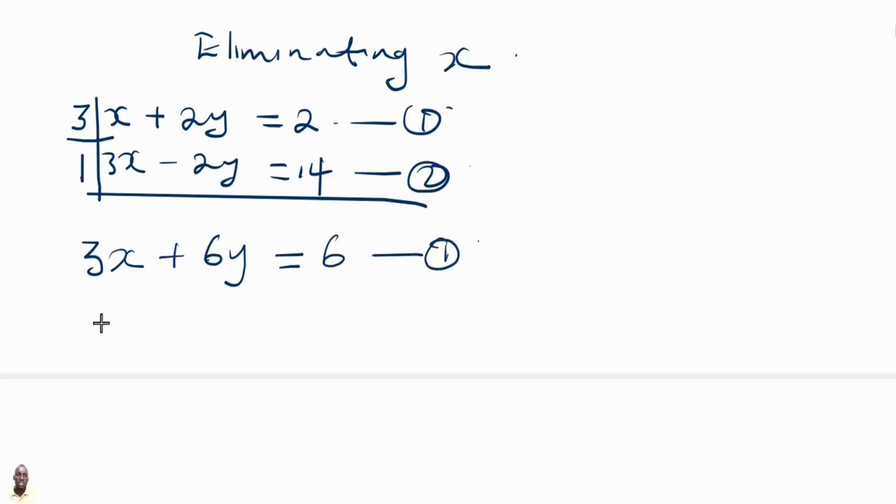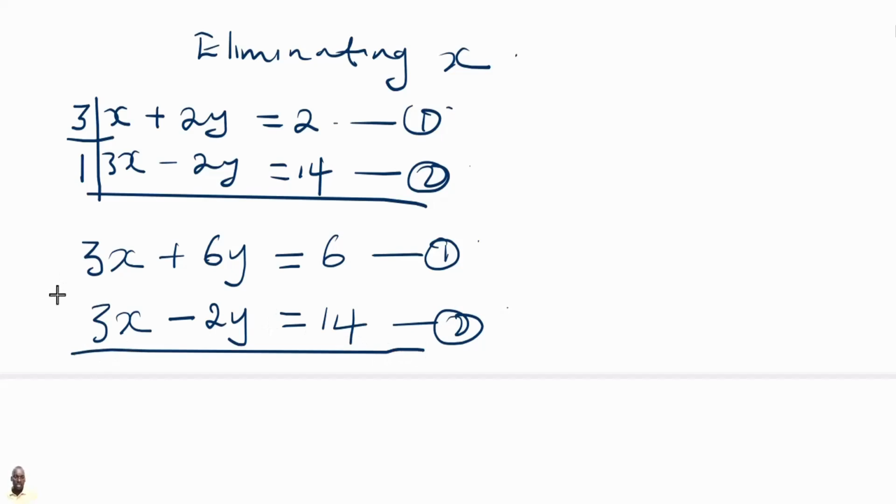Then equation 2 comes to be 1 multiplied by 3x to give us 3x, minus 1 multiplied by 2y to give us 2y, equals 1 multiplied by 14, giving us 14. So this is our modified equation 2, or equation 2 which has remained the way it is. Now we ask ourselves, for us to eliminate x, do we subtract or add? We can see that if we add, we shall not eliminate x. It means that x is going to be eliminated by subtracting. So we have 3x minus 3x giving us 0.